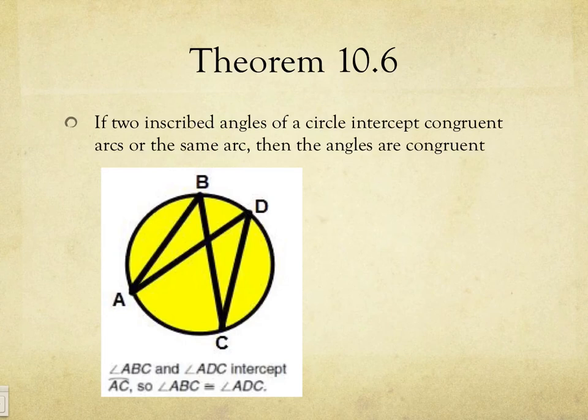Our next theorem tells us that if two inscribed angles of a circle intercept congruent arcs, or the same arc, then the angles are congruent. So for instance, in this example, we have that angle ABC and angle ADC are intercepting our arc AC. Therefore, that tells us that angle ABC is going to be congruent to angle ADC.